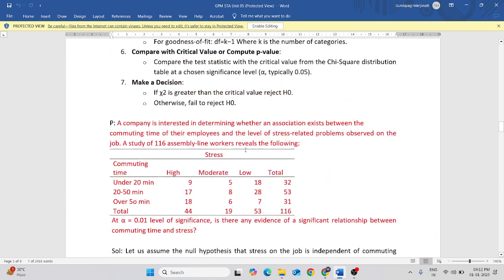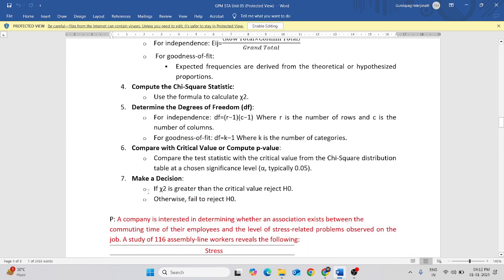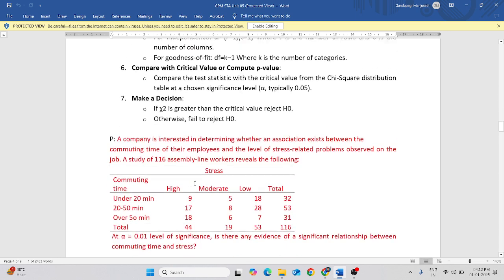So what should be the decision criteria? Here in the chi-square test, if the calculated value is greater than the critical value, we reject the null hypothesis.